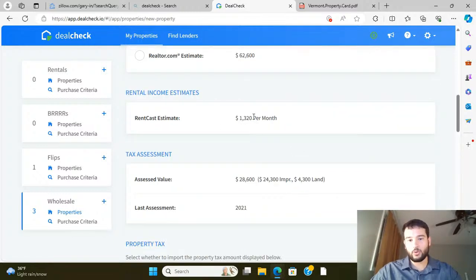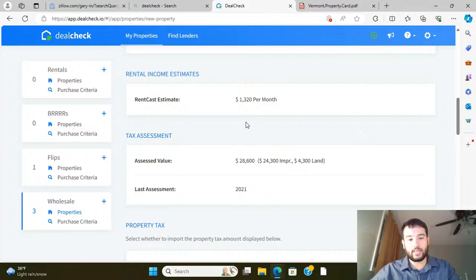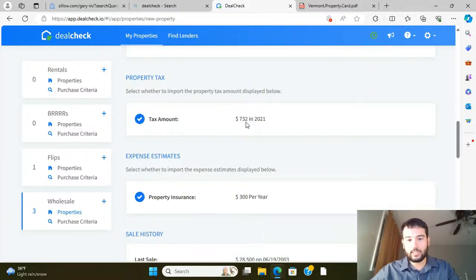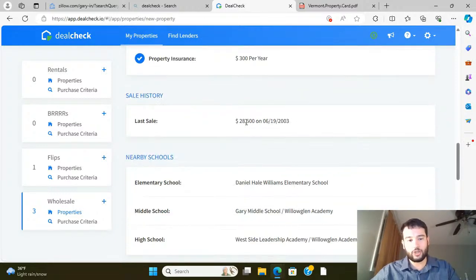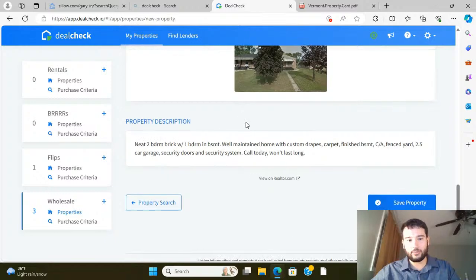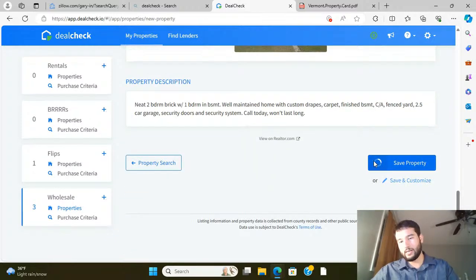So 1320 per month. Is that realistic? Well, for a 3-bedroom, 1350 to 1500 is what you're seeing on majority scale for properties on the East Side renting. So this is a little bit lower than that, which is always great. Annual tax amount, annual insurance. There's a little picture of the property. All right, let's save it.